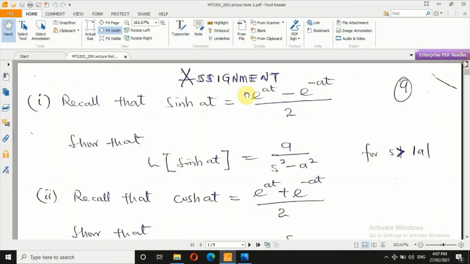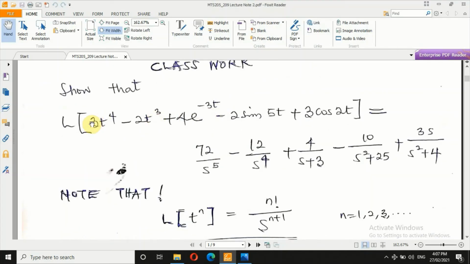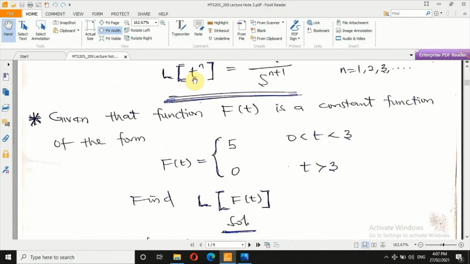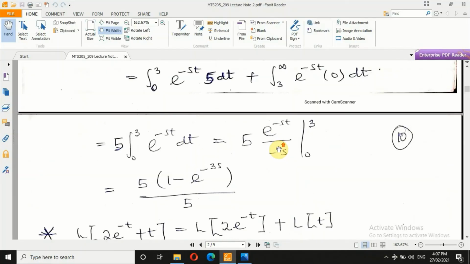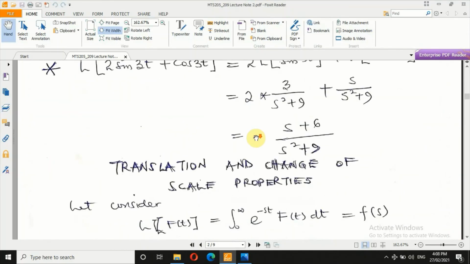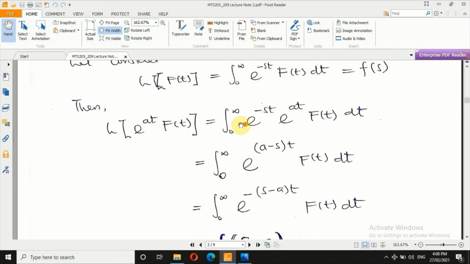We've been able to consider Laplace transform of hyperbolic functions. We consider when we have a long function, we take it one after the other. Then we remind ourselves of Laplace transform of t raised to power n. And at the same time in this class, we consider a case whereby function f is discrete. It's a discrete function. Then we consider that one too. And then we've treated translation and change of scale properties in this class today. And that one is very simple.